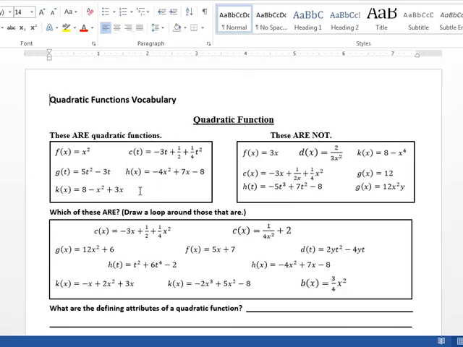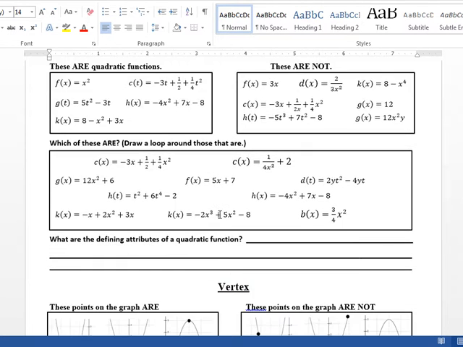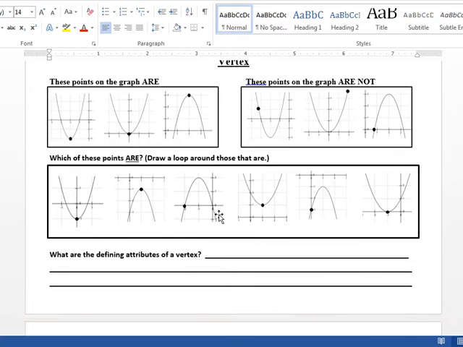These are examples of things that are quadratic functions. These are examples of things that are not. Then I want you to look in this big box down here and circle all the ones that are a quadratic function. So you're looking for a pattern. What do all of these have in common that these do not? Alright, and then you're going to define a quadratic function, and this goes on for 7 different words.